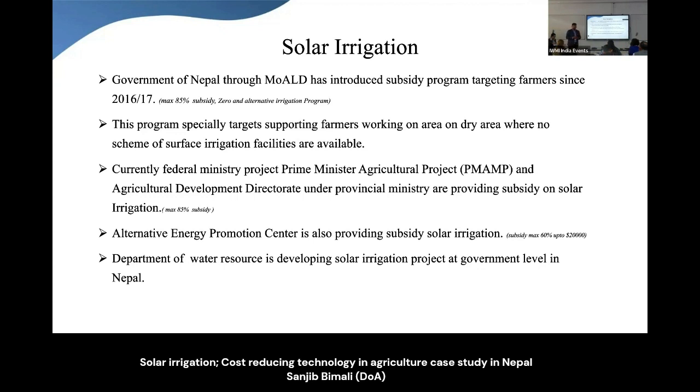Besides that, the Alternative Energy Promotion Centre, AEPC, has been providing subsidy on solar irrigation since 2016/17. A large portion of the SIP projects is subsidized by AEPC, and the subsidy is 60% of the total cost or $20,000, whichever is less. Currently around 2,700 SIP projects are operating in Nepal, of which 2,500 are subsidized by AEPC and the rest by MOLD and other organizations. Besides that, the Department of Water Resources and Irrigation is also developing a solar irrigation project at government level in Nepal.